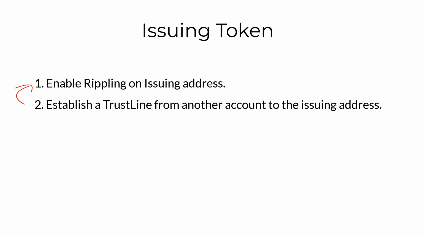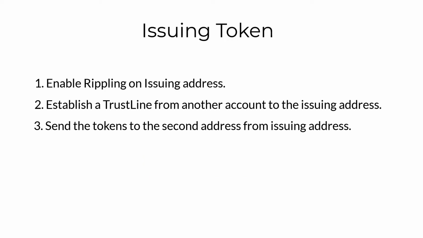And the second step is to establish a trust line from another account to the issuing address. Now we haven't seen it, but we will see it in this video: to establish a trust line from another account to the issuing address with the help of a transaction type called trust set. And the third step is to send the tokens to the second address from the issuing address.